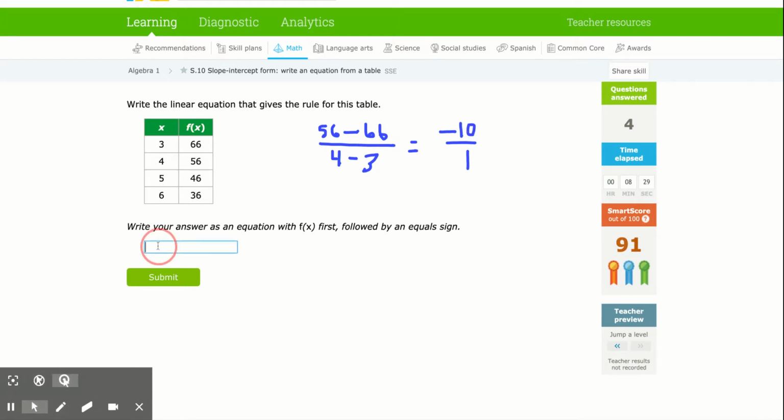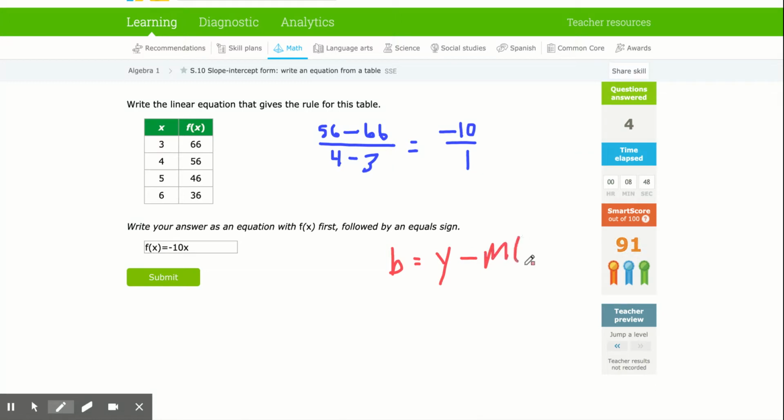So again, I'm going to come over here, f parentheses x equals negative 10x. Now I just got to find my y-intercept. Remember, to find that b value, I always take my y value of a point and minus off the slope times the corresponding x value that goes with it. So I'm going to use this top point right here. My y value is 66, minus off my slope of negative 10.